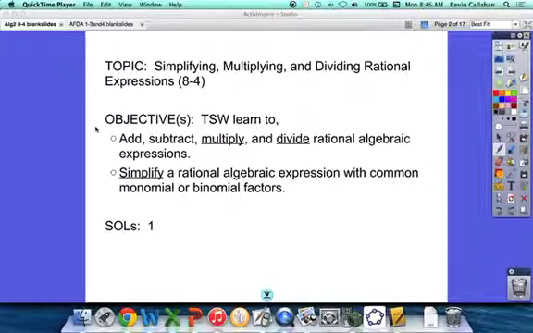Selena, you need to move. This is your seat in here, the third one back, unless you want to sit over there. Okay.